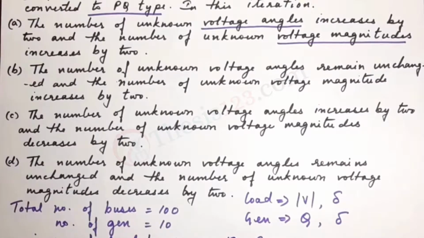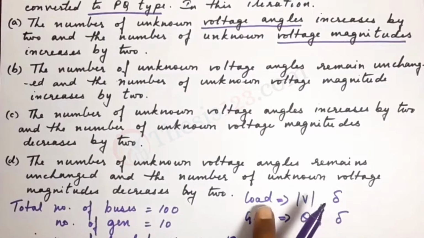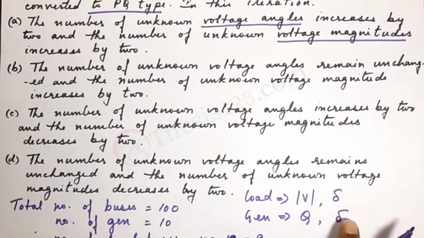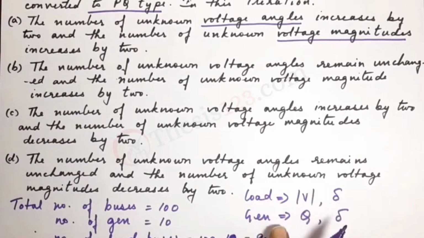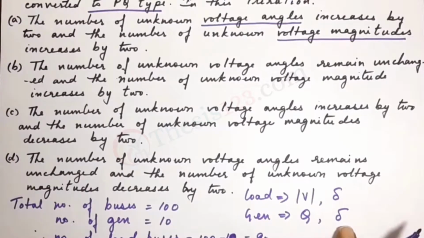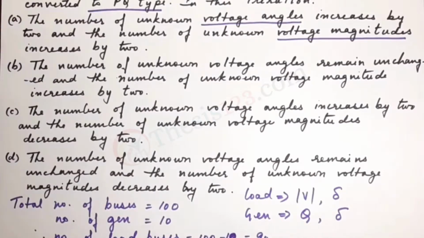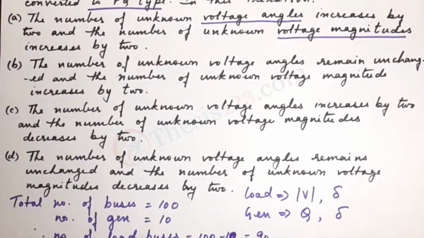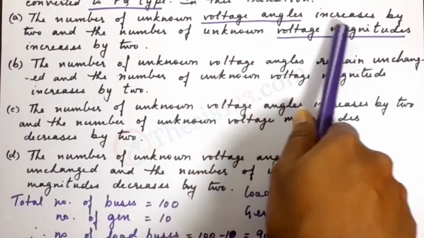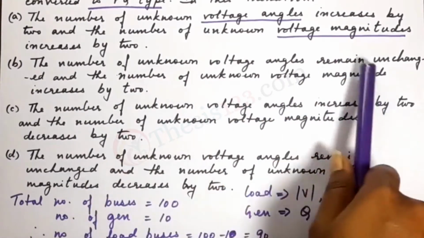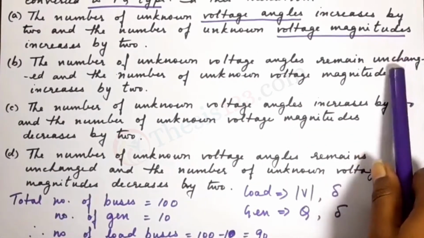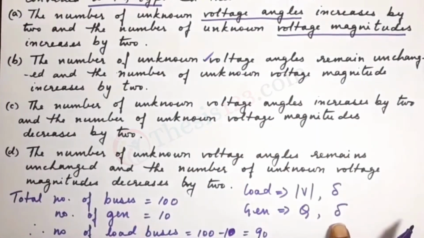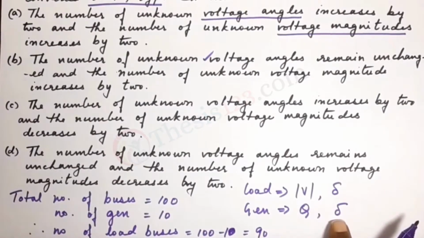Now, at all the buses, delta will be calculated. So it shows that for load buses, though there is a change, the angles need to be calculated nonetheless. So this means that no matter what kind of bus it is, we need to calculate the voltage angle. So there is no change in the voltage phase angle calculation. The unknown voltage angles do not increase. They remain unchanged, because we need to calculate them no matter what kind of bus it is.